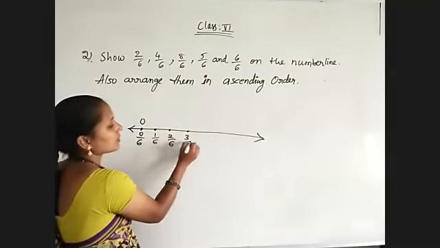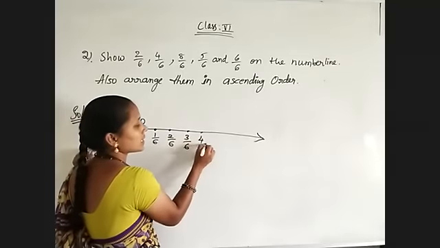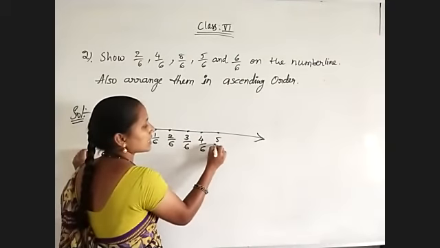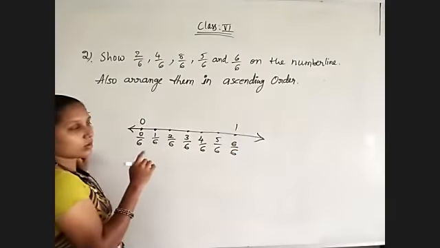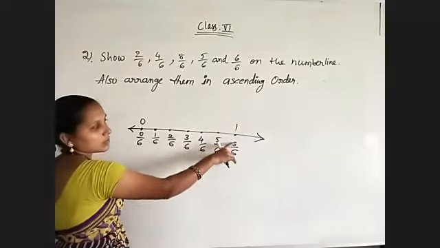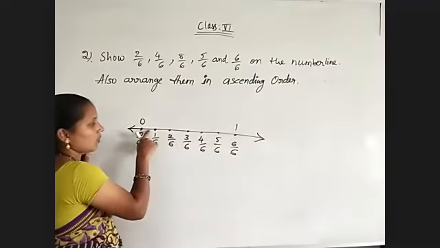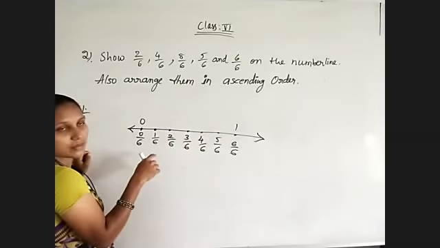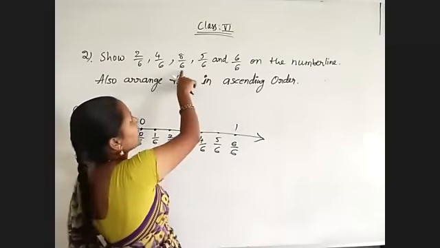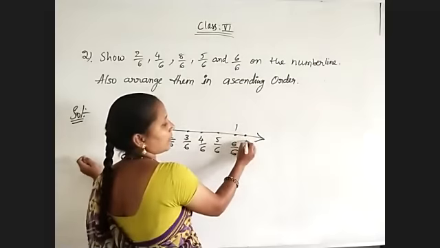3 by 6, 4 by 6, 5 by 6, 6 by 6. Total 6 equal parts. If you have any doubt, just observe. 0 to 1. 6 by 6 is nothing but 1. 1, 2, 3, 4, 5, 6 equal parts. And again, 8 by 6 is highest, so till that I am writing.